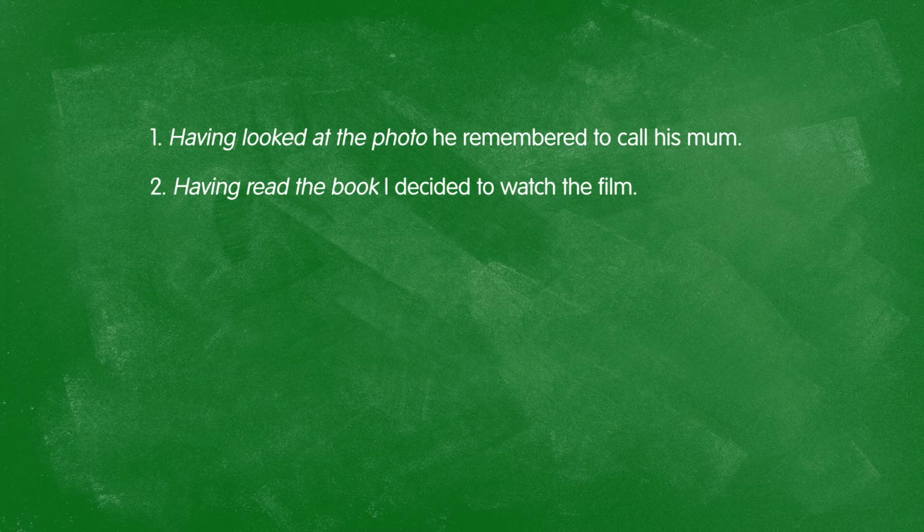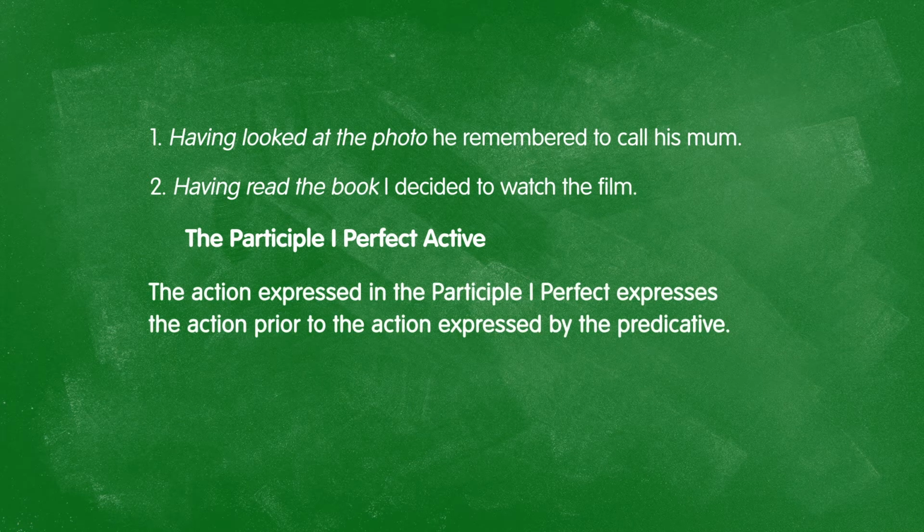Having looked at the photo, he remembered to call his mom. Or, having read the book, I decided to watch the film. These sentences are using the active form of the present participle. And with verbs of perception or motion, we can still use the first participle indefinite even if the emphasis is the same. For example, hearing the footsteps downstairs, she felt frightened. I can still use the present participle to make this sentence.